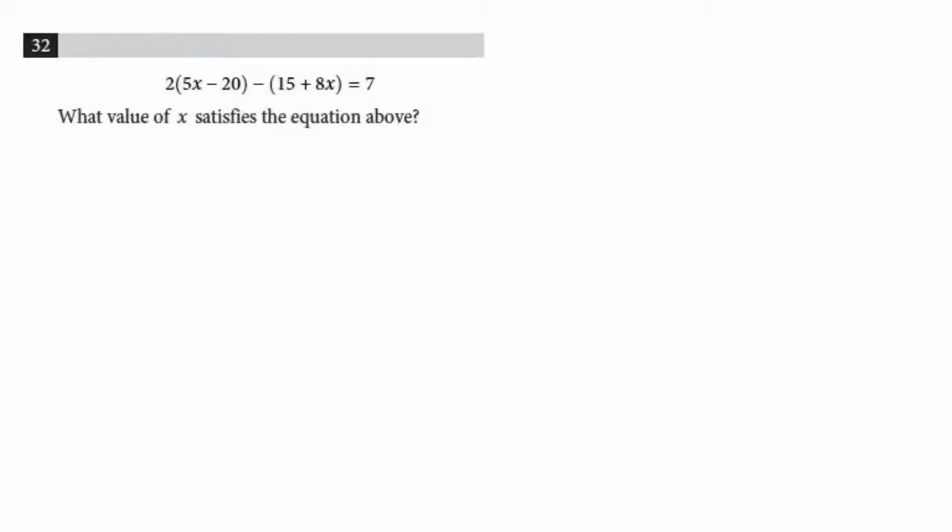32. What value of x satisfies the equation above? Okay, so this looks like a linear equation. I think the easiest way to solve this is to distribute, combine like terms, and isolate the x. So let's get started. Distribute the 2, I'll get 10x minus 40. Distribute the negative, I'll get -15 minus 8x equals 7.